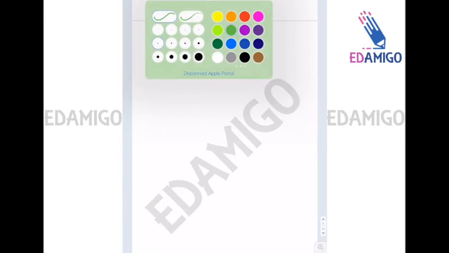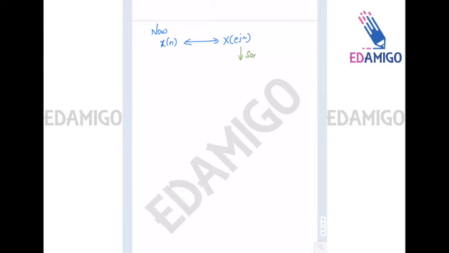Now we started with x[n], which has DTFT X(e^jω). Now we planned to sample it. So how do we sample it? We sample it by multiplying by the impulse train, and the impulse train function is P(e^jω). Multiplication in frequency domain is actually convolution in time domain.